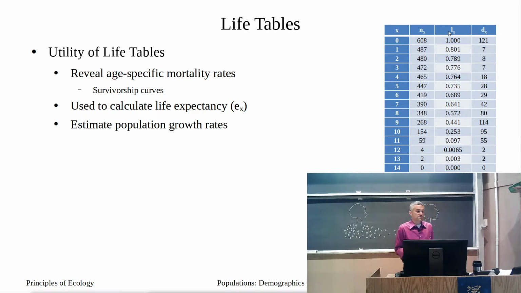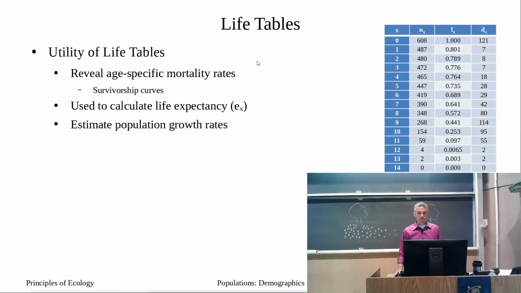The second utility of life tables is to calculate a life expectancy. Oftentimes we're interested in populations. An individual that's born today will have a life expectancy of X number of years. That's interesting to know, because if life expectancy increases, it suggests something's happening, maybe for us, probably medical advances. If our life expectancy decreases, that's also interesting. We have to ask, why is it decreasing? What's going on? And our last reason for doing life tables is estimating population growth rates. And we'll do all three of these things in lab.